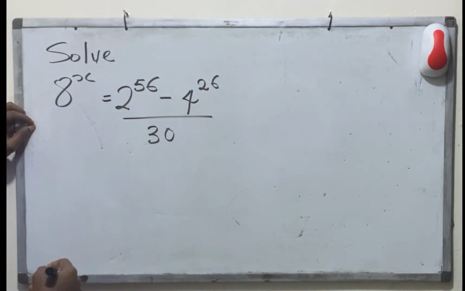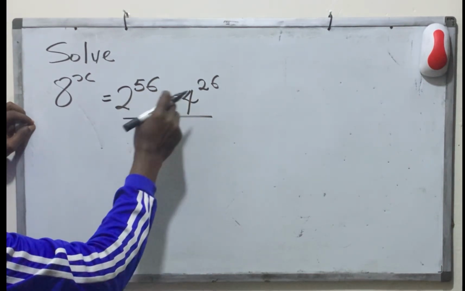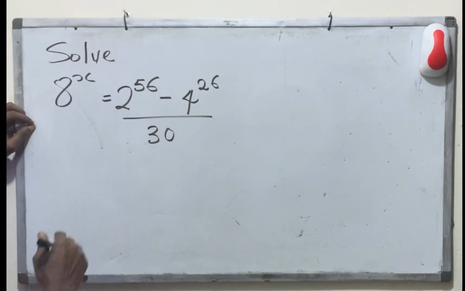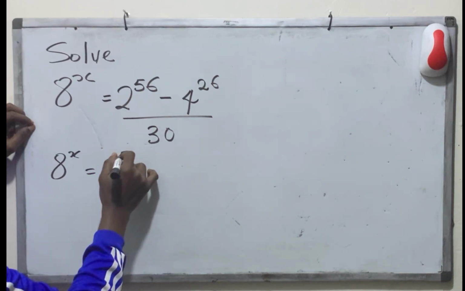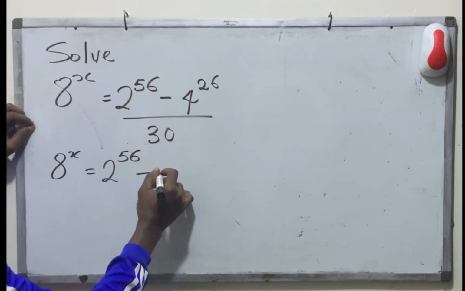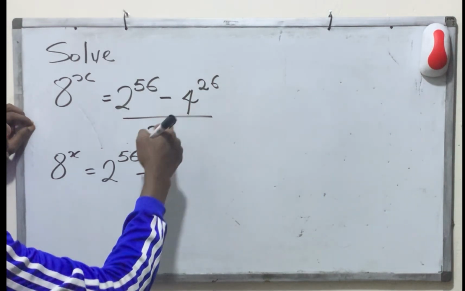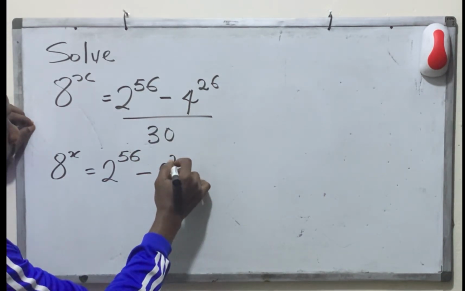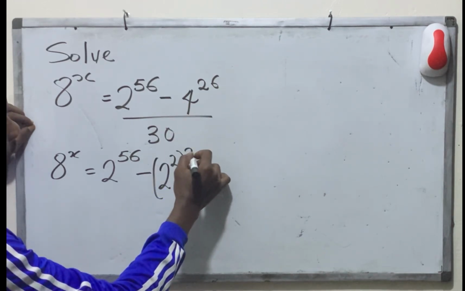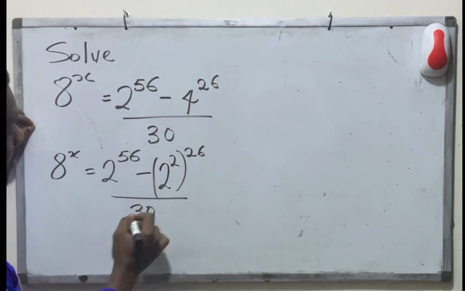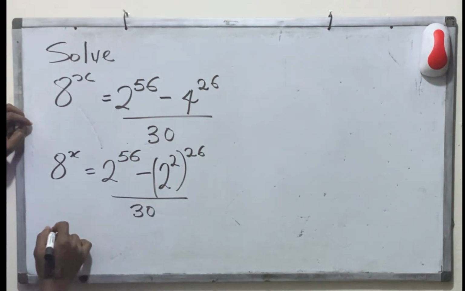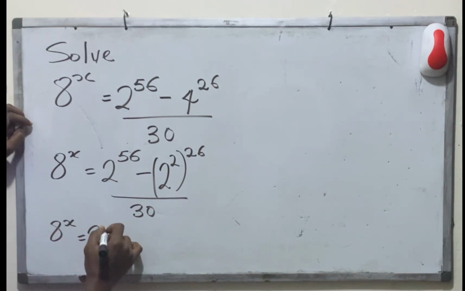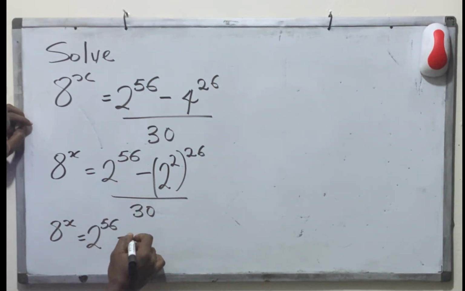In doing this, we first see that we have the same base in the numerator. So we have 8^x is equal to 2 raised to power 56, that's this, minus, we'll convert this so that it will be in base 2. That's 2 raised to power 2 in bracket raised to power 26 divided by 30. In this case we have to multiply the powers. So we have 8^x is equal to 2 raised to power 56 minus 2 raised to power 2 times 26.